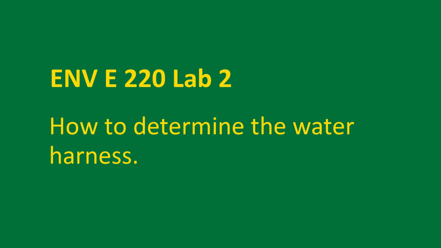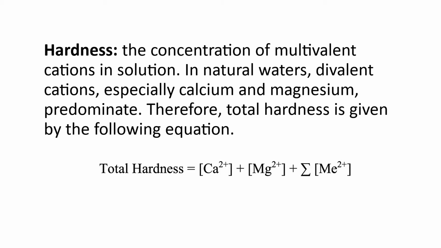Hello everyone. In this lab, we will learn how to determine the water hardness. Hardness is defined as the concentration of multivalent cations in solution. In natural waters, divalent cations, especially calcium and magnesium, predominate. Therefore, total hardness is given by the following equation.